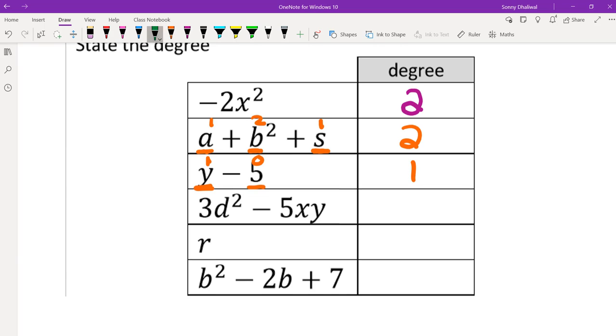Okay. Let's switch colors here. First term. What's the degree? 2. Second term. What's the degree? 2. Okay. X has a 1. Y has a 1. You add those up. 1 plus 1 is 2. How do we know X and Y are 1? Because if you don't see a number, it means 1. So what's the degree of this term? The polynomial? 2, right? Okay, next one.